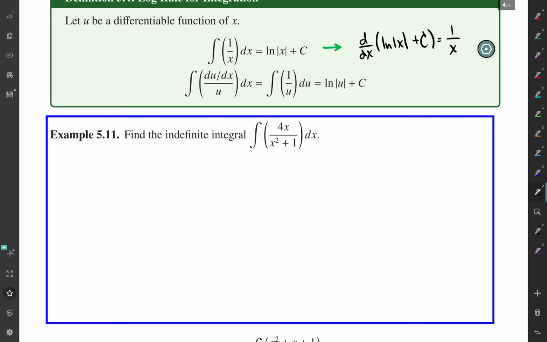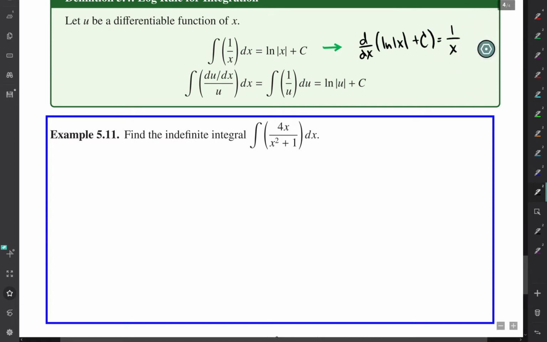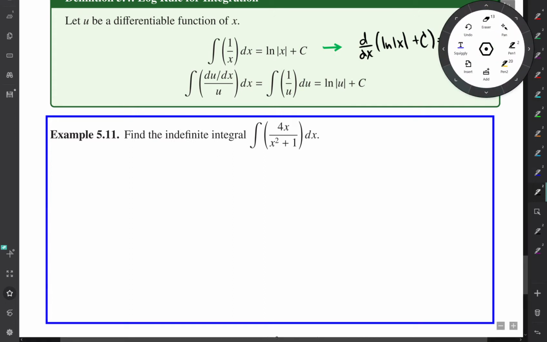And then if we do some type of u substitution, then we'll get that if you have something of the form du dx over u, and you integrate that with respect to x, that should be equal to the integral of 1 over u du by u substitution rules. And of course, that integral will be ln of u plus c. So let's do this in example 511. We'll see what happens when we try to apply these rules.